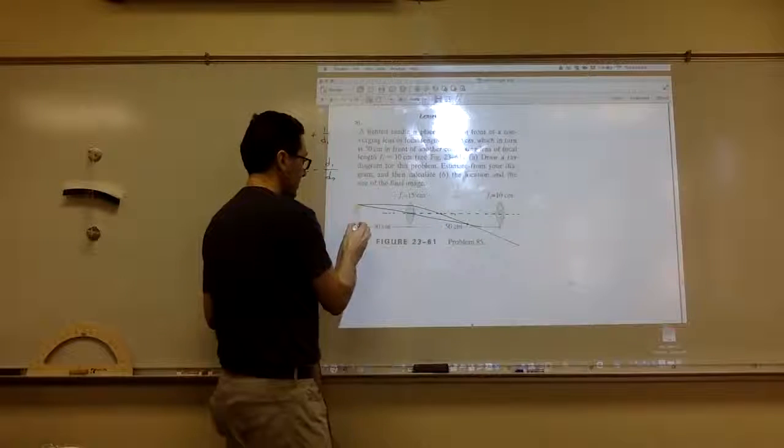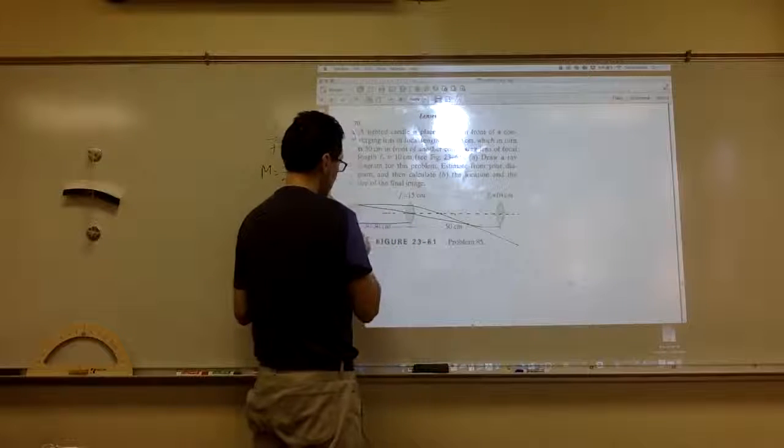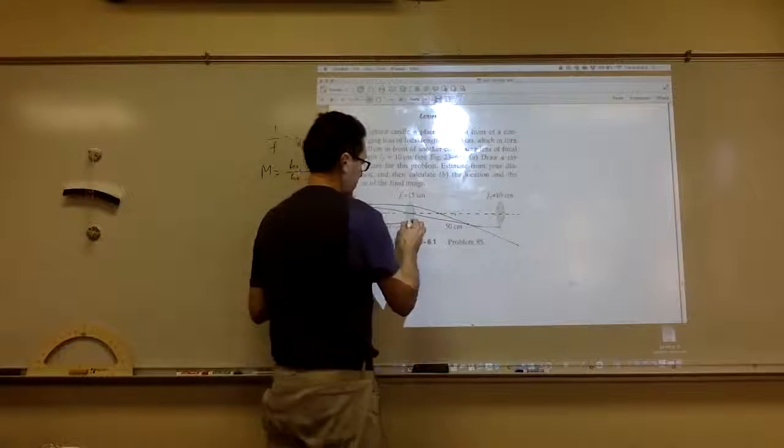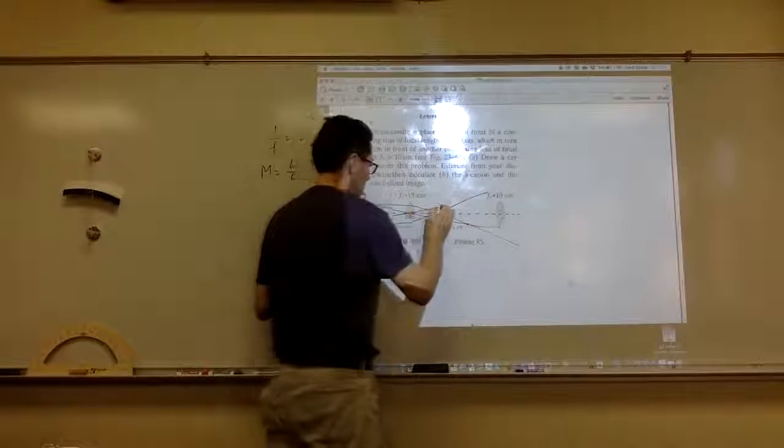Now we have to do the same thing for the bottom of the candle. So we do the same thing. Go up this way, and anything that goes through the center does not bend.